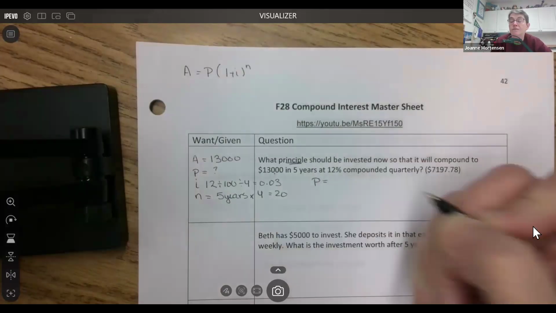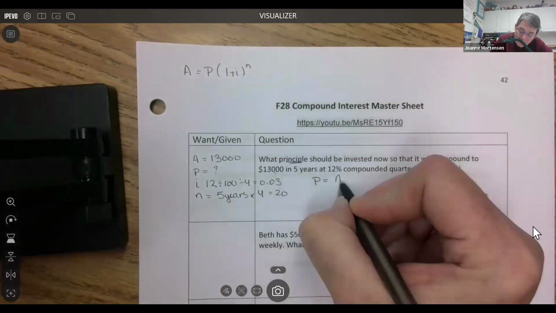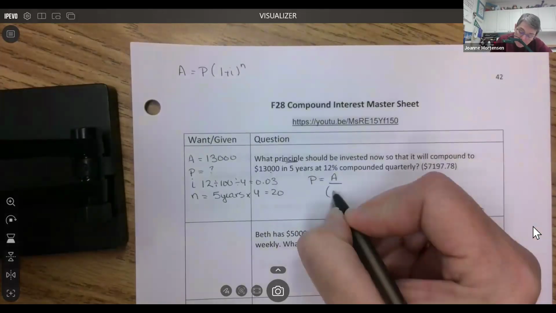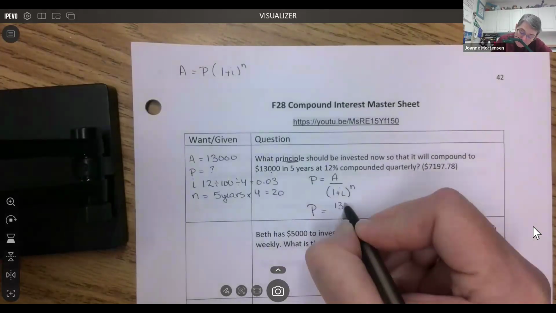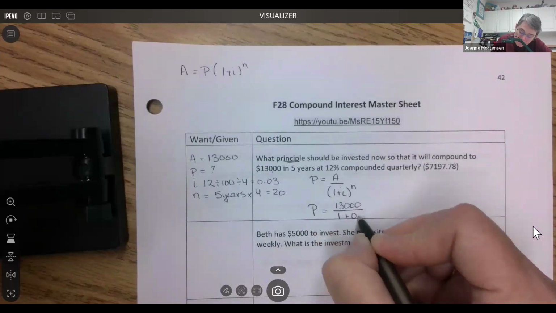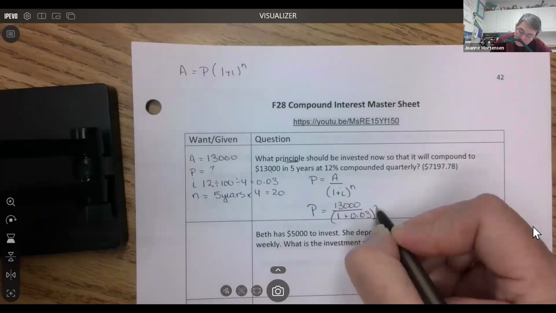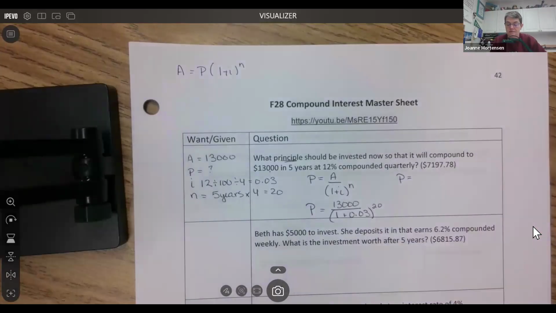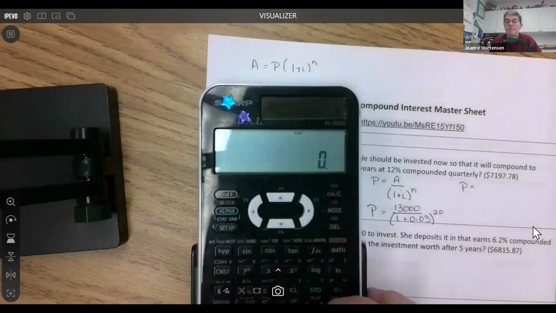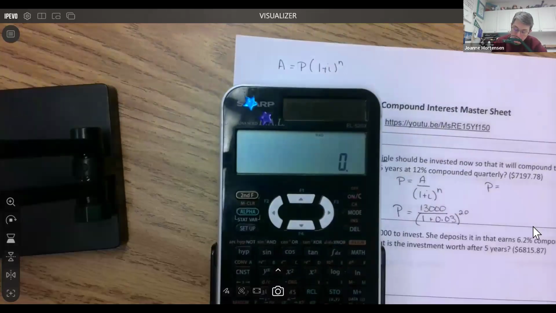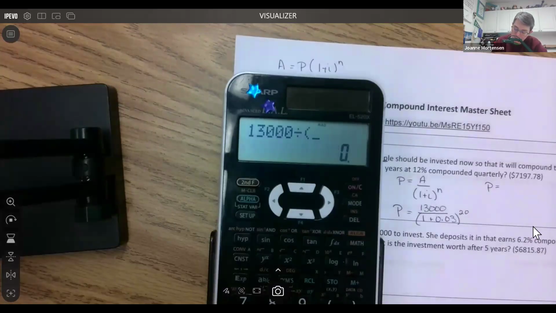P, I could have derived it for the amount of time that just took me, is equal to A over (1 plus i)^n. I'm sorry, you're going to have to write squishy. So 13,000 divided by 1 plus 0.03 to the 20. All right, let's see if I can do this. Just trying to get my keying right for you. There we go. So it's 13,000 divided by bracket 1 plus 0.03, close my bracket, exponent 20.